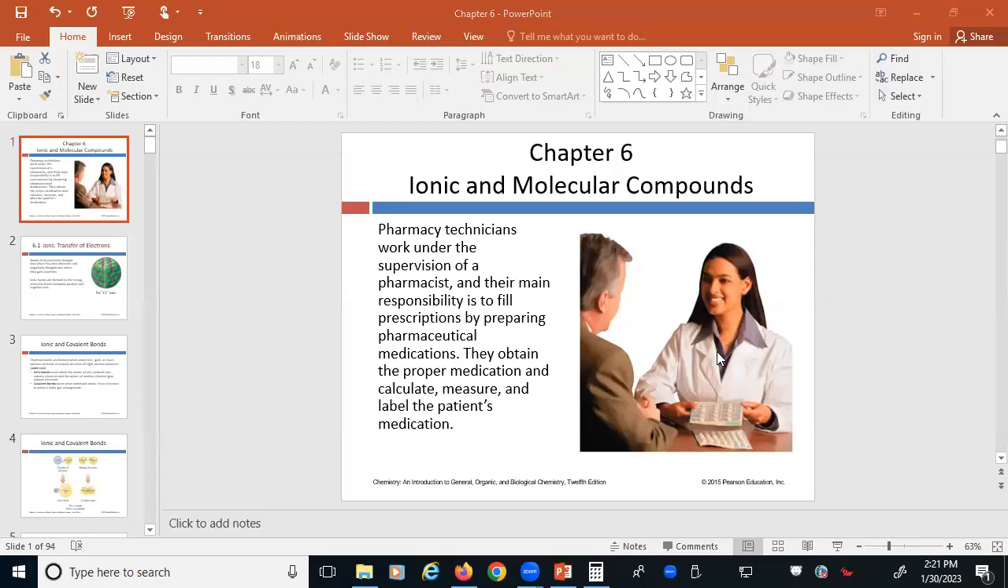We're getting into chapter 6 today. And so chapter 6, we're going to kind of introduce today. We're going to bring out the preliminary concept, which is why do things bond? What kinds of bonding exist and why does it happen the way that they do? We'll dip a little bit into ionic bonding today.